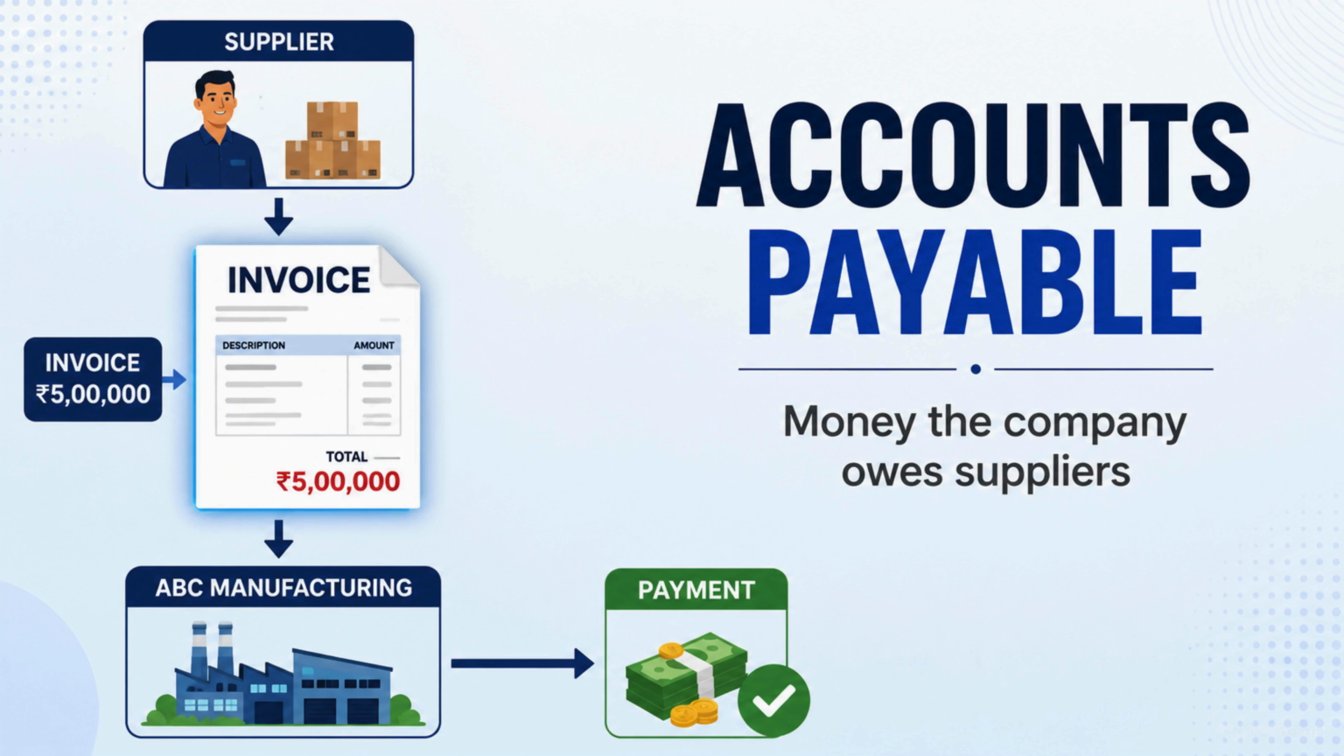Question 1. What is accounts payable? Accounts payable, or AP, is the amount of money a company owes to its suppliers for goods or services purchased on credit. For example, ABC Manufacturing purchases raw materials worth 5 lakh rupees from XYZ suppliers. The supplier sends an invoice for 5 lakh rupees, but ABC has not paid yet. That 5 lakh rupees becomes an accounts payable liability for ABC.